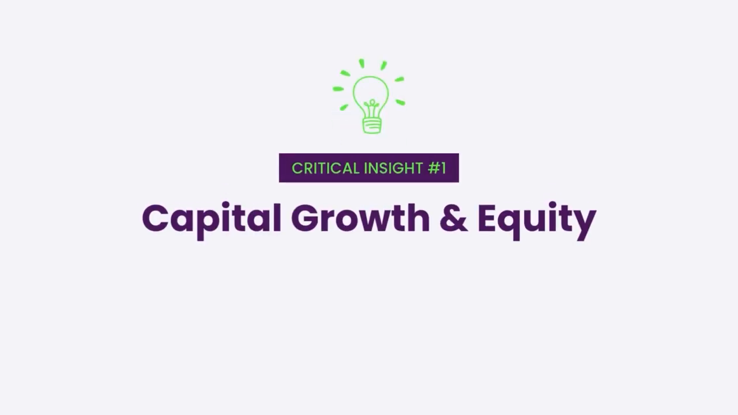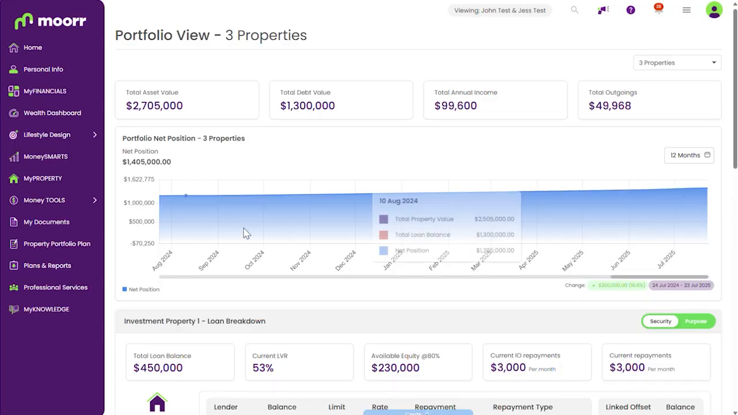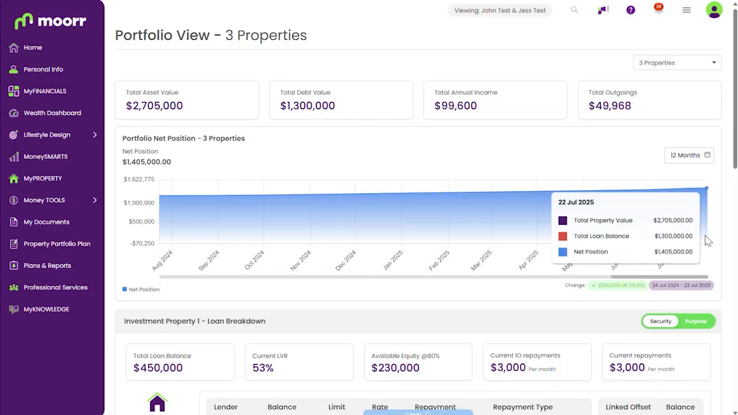In terms of the importance, there's three critical areas that most investors should be focusing on. The first one is the capital growth and the equity position that they're creating once they start paying their debt down. So we have that in terms of the net position charts and also that change over time. So that is a winner.